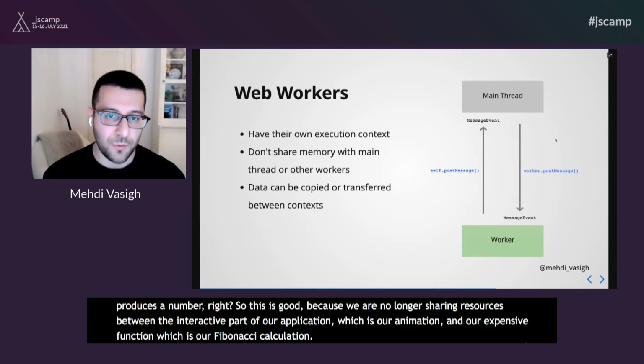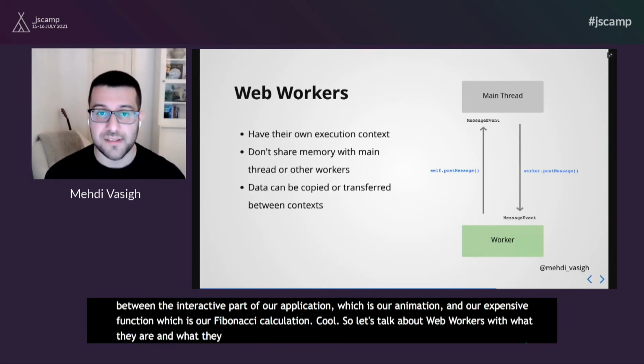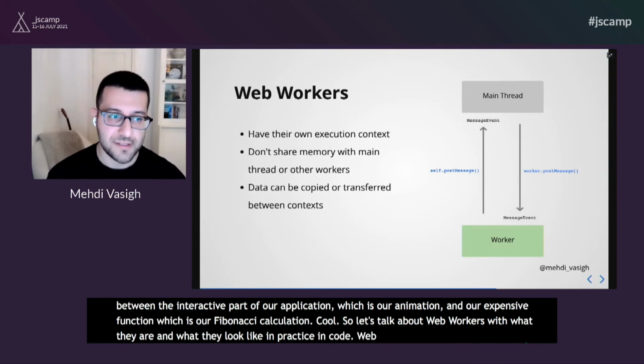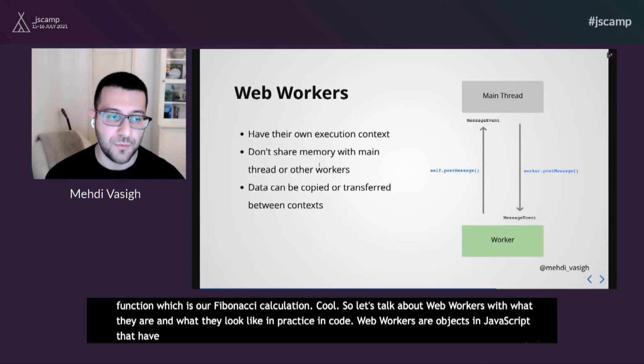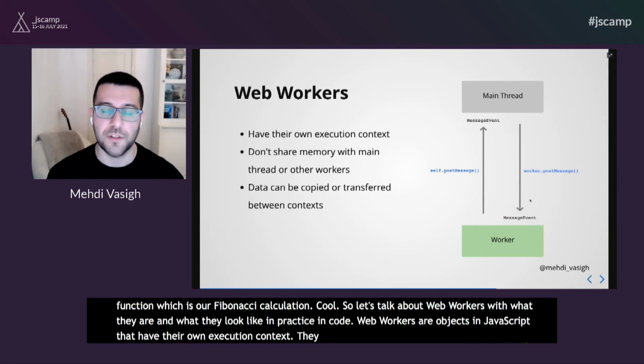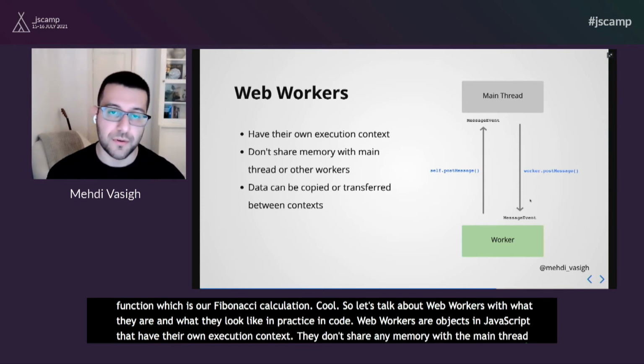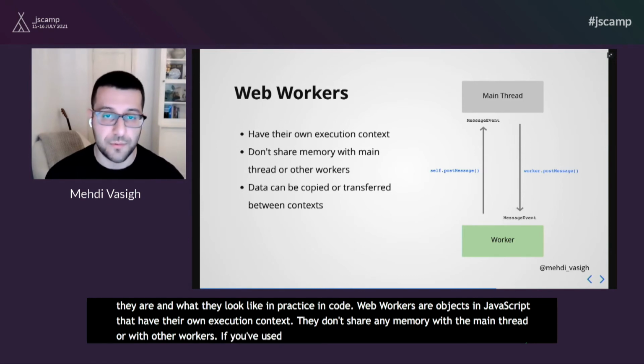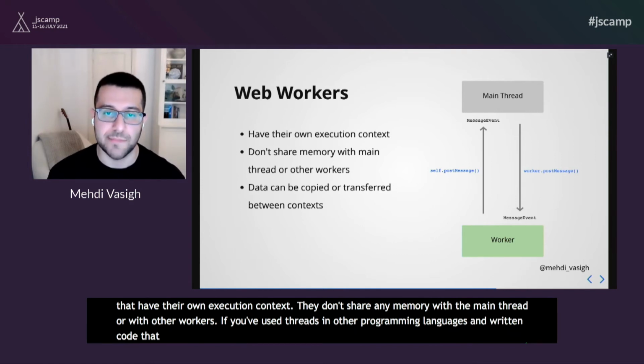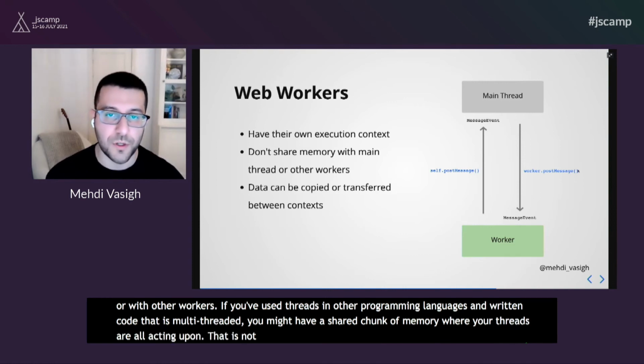Cool, so let's talk about web workers and really what they are, what they look like in practice and in code. So web workers are objects in JavaScript that have their own execution context. They don't share any memory with the main thread or with other workers. So if you've used threads in other programming languages and have written multi-threaded code, you might be used to having some kind of shared chunk of memory that your threads are all acting upon. That's not the case when you're using web workers, and workers actually communicate with one another and with the main thread using messaging and the postMessage API.